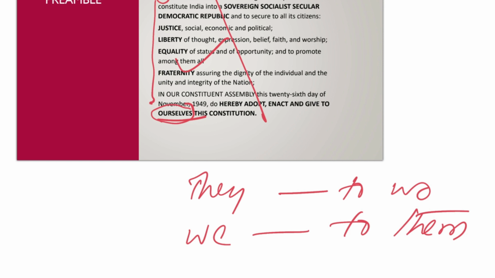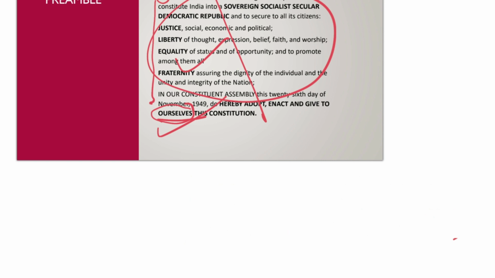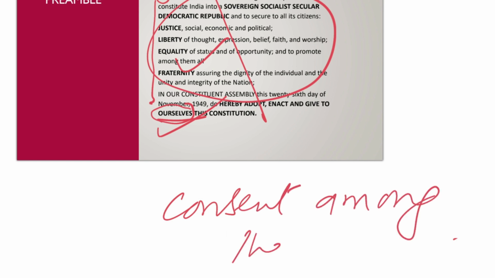It so happens that we are giving these things to ourselves. Democratic socialism, justice, liberty, equality. We could have given to ourselves injustice, inequality also, if we had agreed on it. So, the most basic of constitution is consent among the people. Consent among the people. We are not giving to ourselves, nor others are giving to us. We are giving it to ourselves. That is the consent.